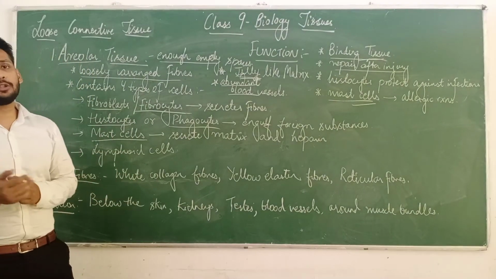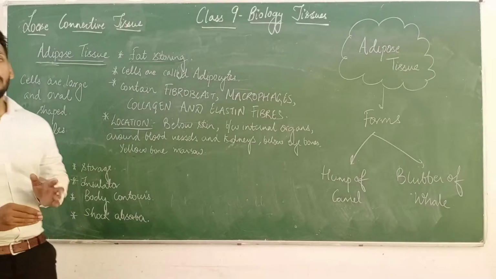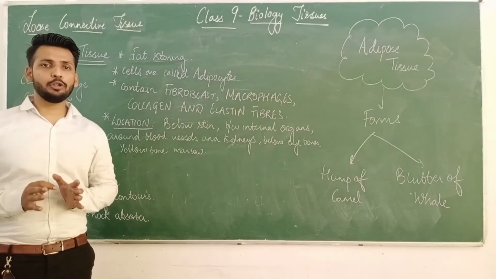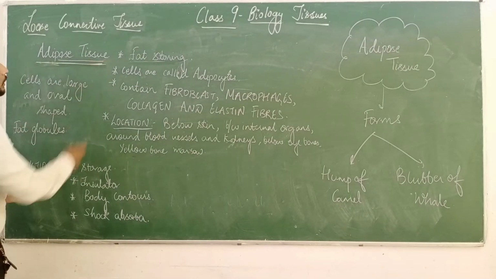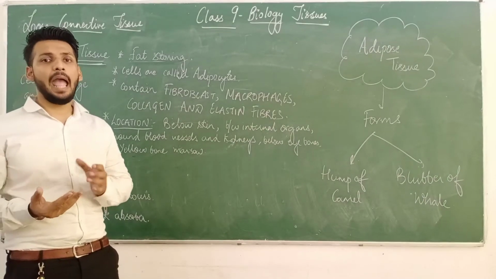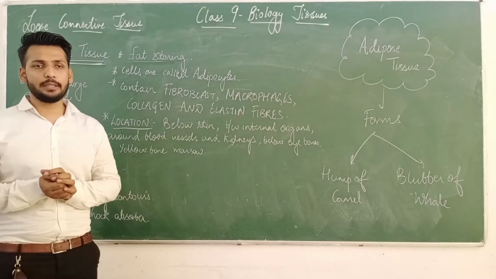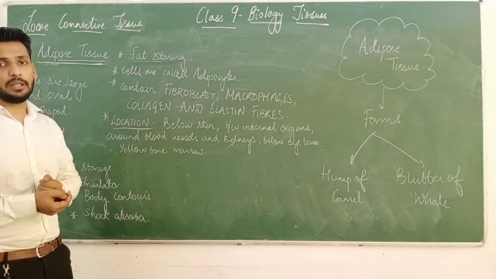And now we are going to study another type of connective tissue. Our next topic is adipose tissue. Adipose tissue is another type of loose connective tissue. Here also the fibers are few in number and the matrix is more, so that's why it is also a loose connective tissue.